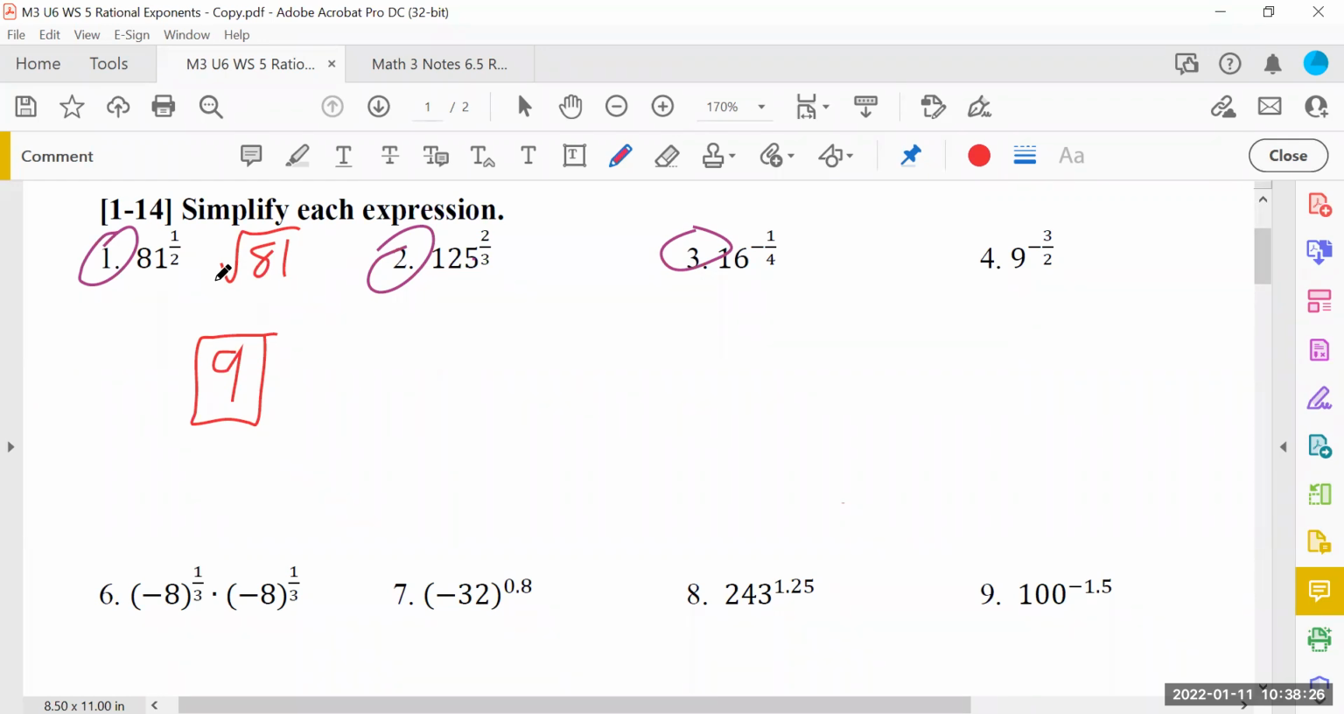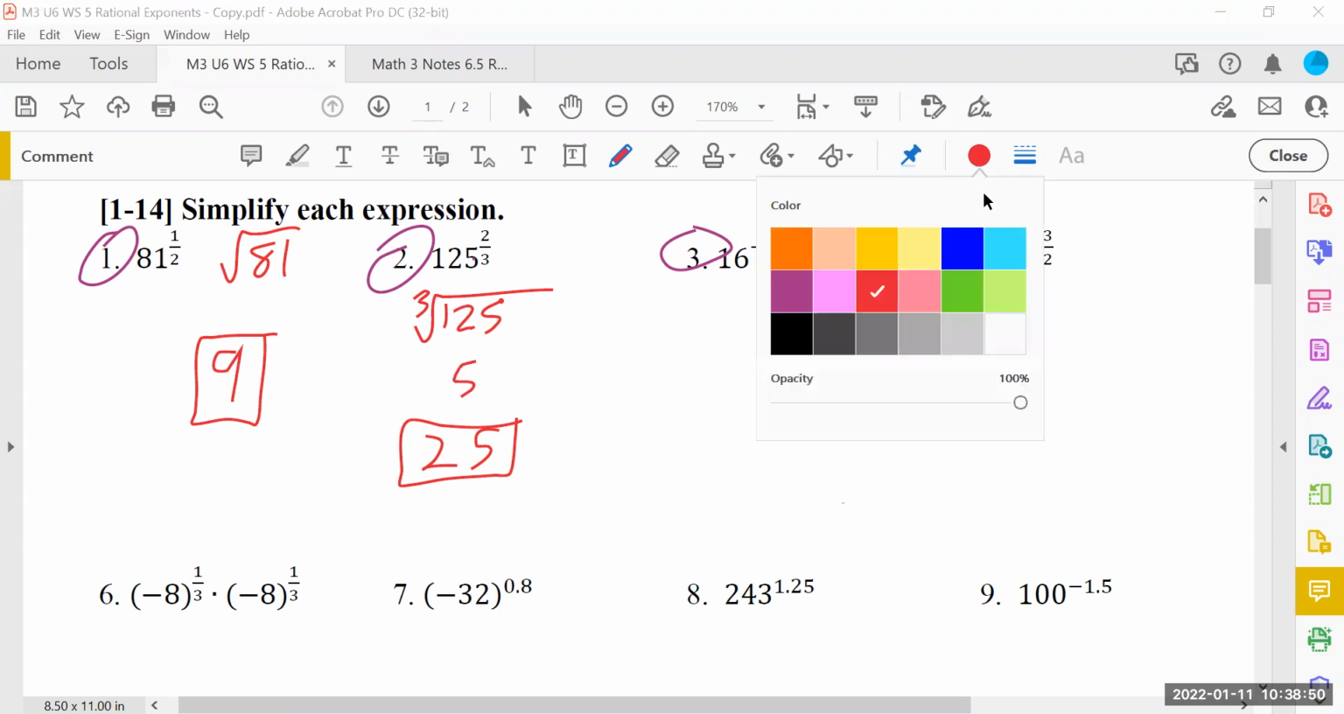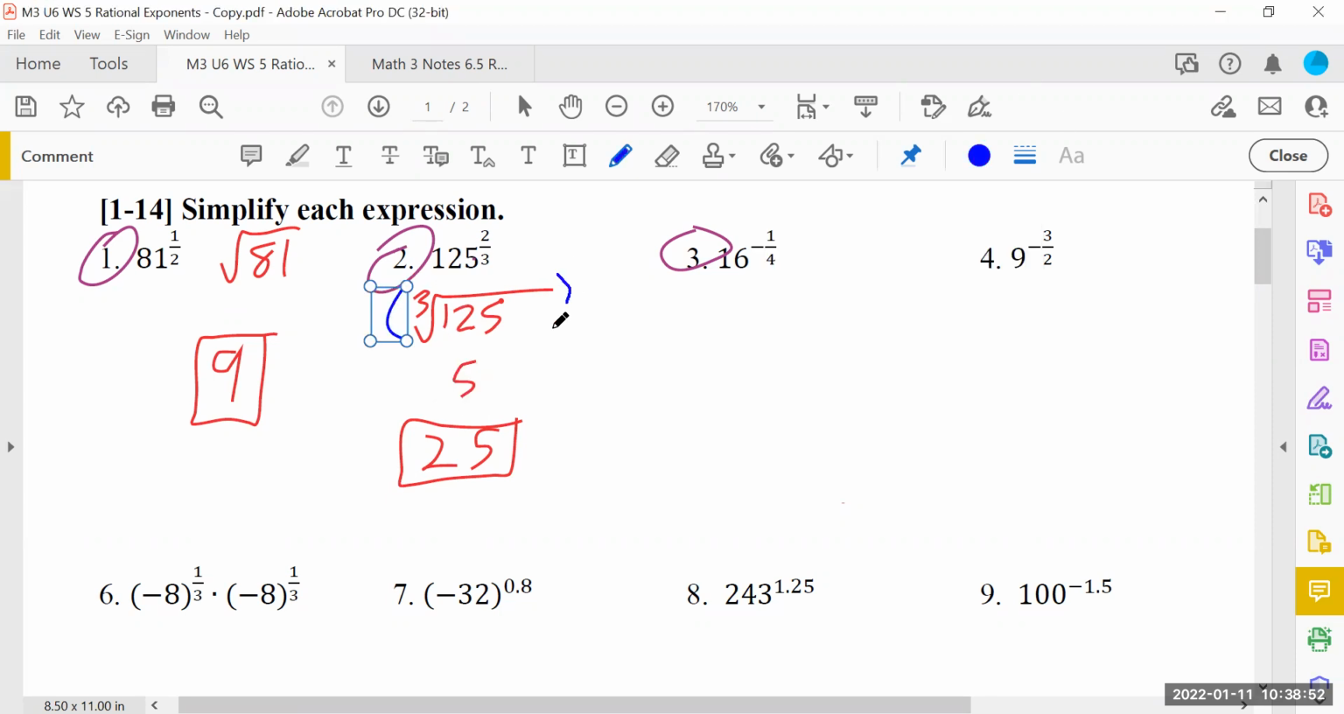LJ, did you get an answer for number 2? 25? That's perfect. Now, how did you get that? So you took the cube root of 125, and you broke it apart. You figured out there were three 5s. Does everybody go with that? It comes out to 5. But then we still have the whole thing squared. So this was squared, this was squared, so it's 25. That's perfect. Does that make sense to everybody? That's one way.